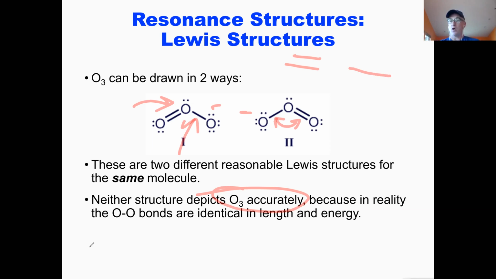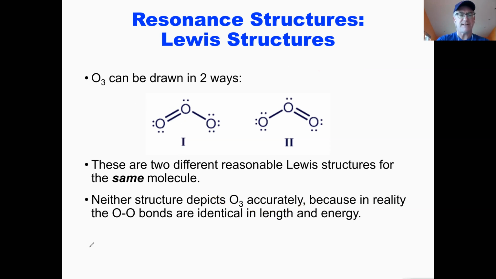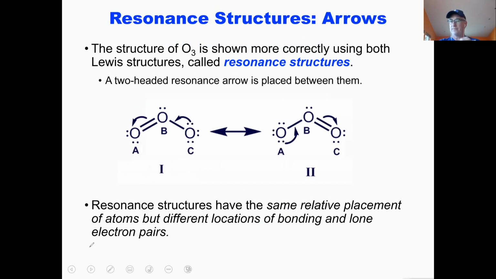Single bonds are somewhat longer, because, as we'll see when we talk about bonding in the next chapter, atoms have to be pushed slightly closer together to get double bonds to form. So double bonds are generally shorter, and triple bonds are even shorter than that. So we would expect two different bond lengths as well, and we don't see that. So what's going on? What's going on is that we're actually seeing a mixture of both. We're seeing a resonance structure.